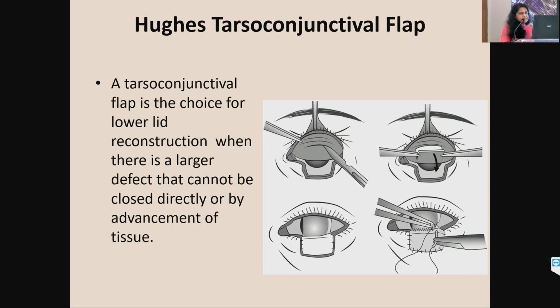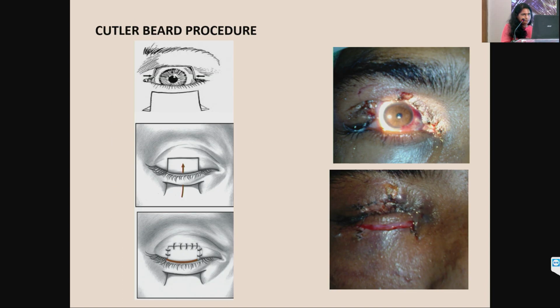If it is a lower lid defect involving more than 50% of the lower lid area, then Hughes tarsoconjunctival flap is the choice. Here, the tarsoconjunctival advancement flap is taken from the upper lid and is advanced towards the lower lid and sutured to the corresponding points. And the anterior lamellae is reconstructed from the skin over the cheek area.